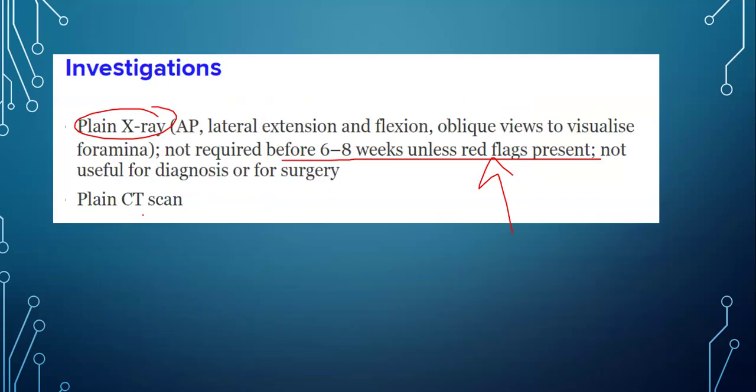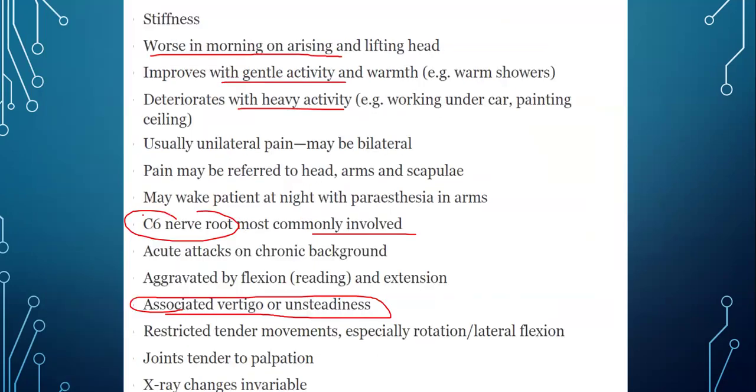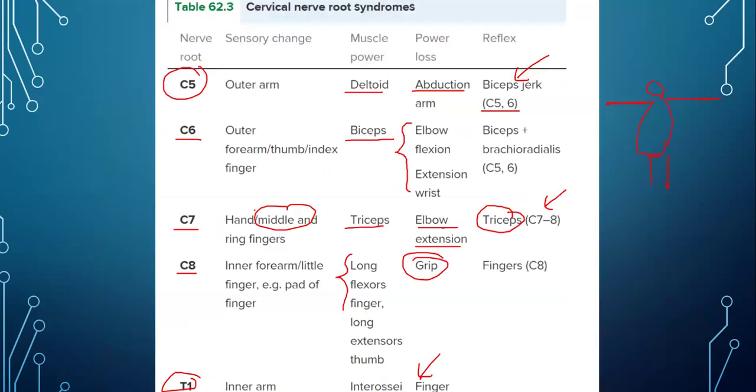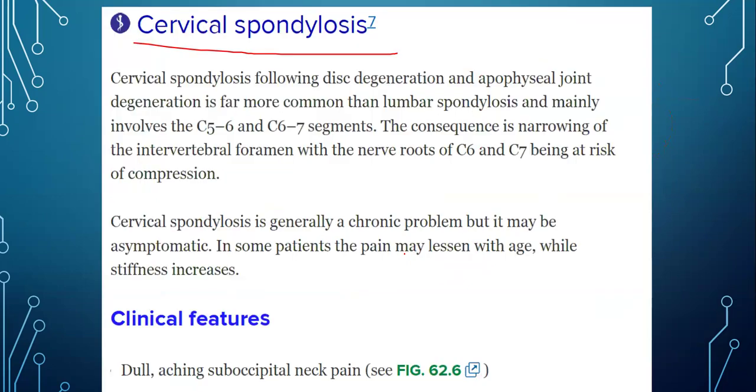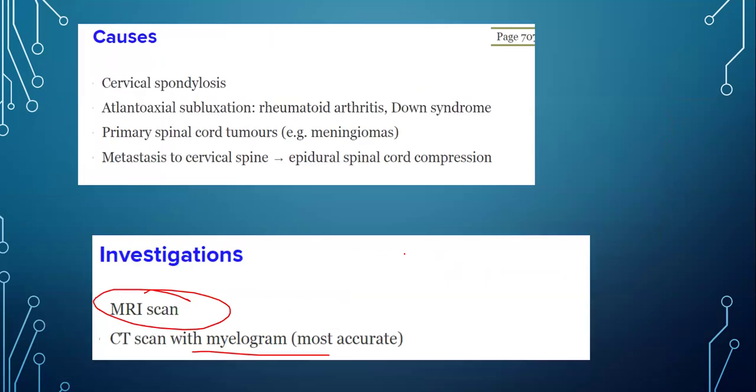And the chart for C5, C6 is in the resource, you can open that up. So clear, guys, about the neck pain?